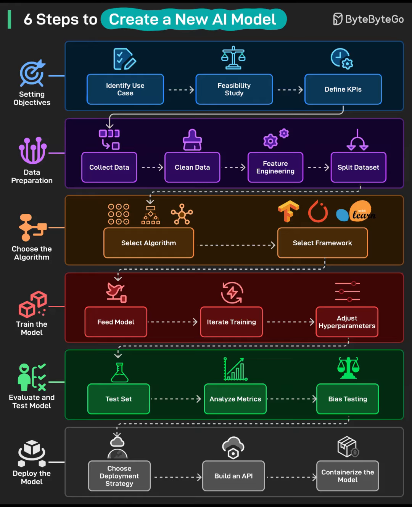Feature engineering. Create informative signals, normalize and encode categories. For LLM/RAG, craft chunks, embeddings, and metadata. Split. Stratify into train/validation/test to prevent leakage. Time-based splits for temporal data. Document bias hotspots and privacy constraints before training.